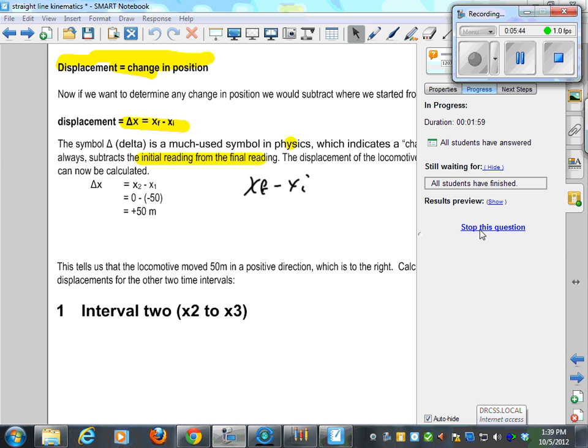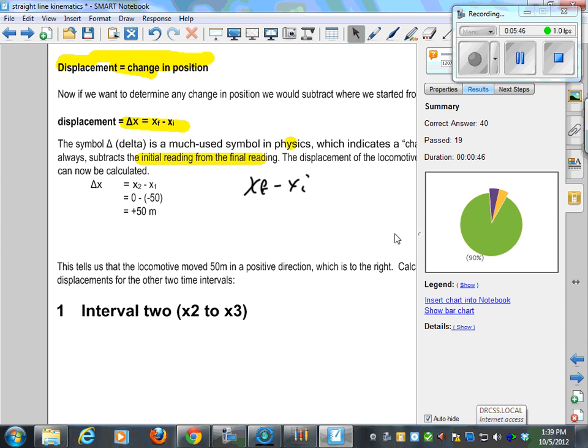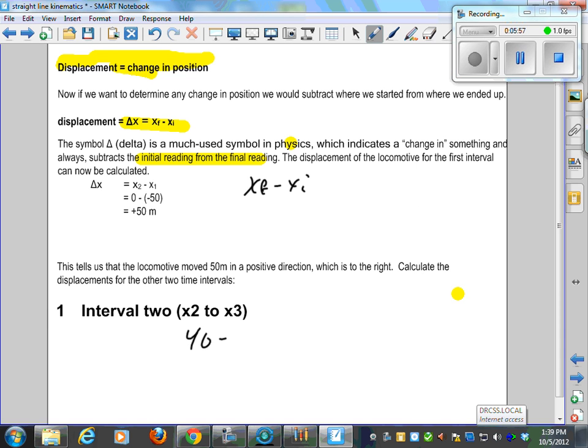Did you get a result right there? Oh, only 90%. What's the correct answer? 40. Plus 40, right? Is it not from 0 to 40? Is it not just 40 minus 0?